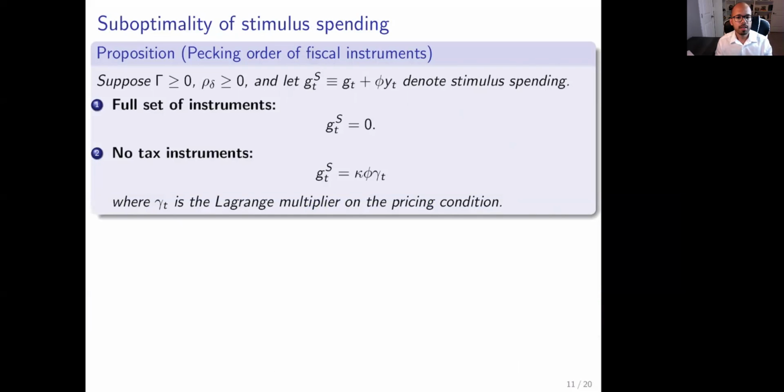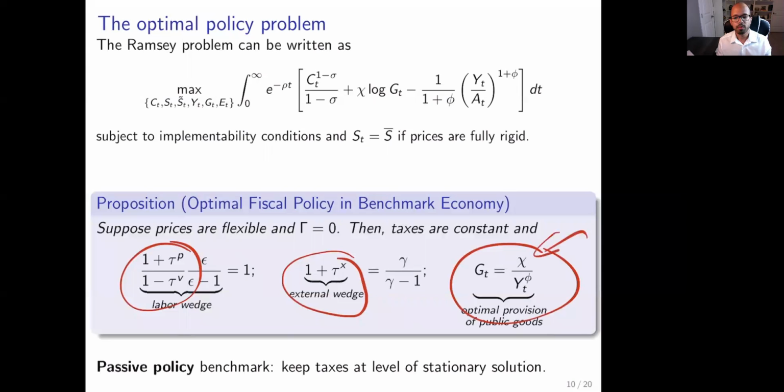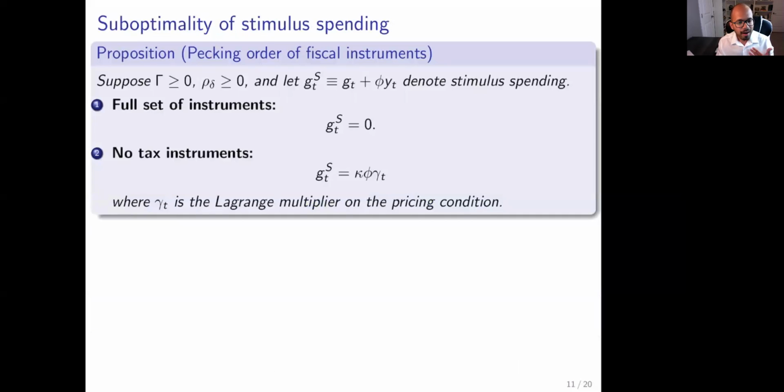The first result regards the use of stimulus spending. We define stimulus spending as deviations from this condition here for the optimal provision of public goods. And we find that, regardless of the degree of sticky prices or the financial friction, it's never optimal to use stimulus spending. Stimulus spending is always zero.